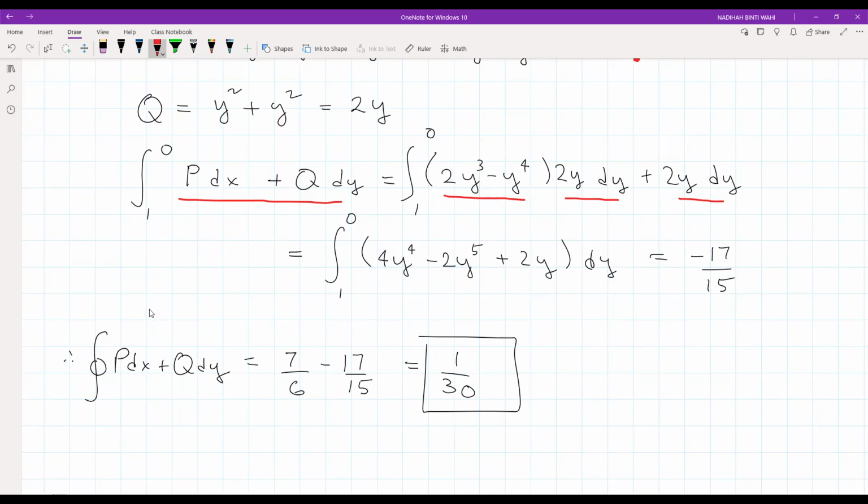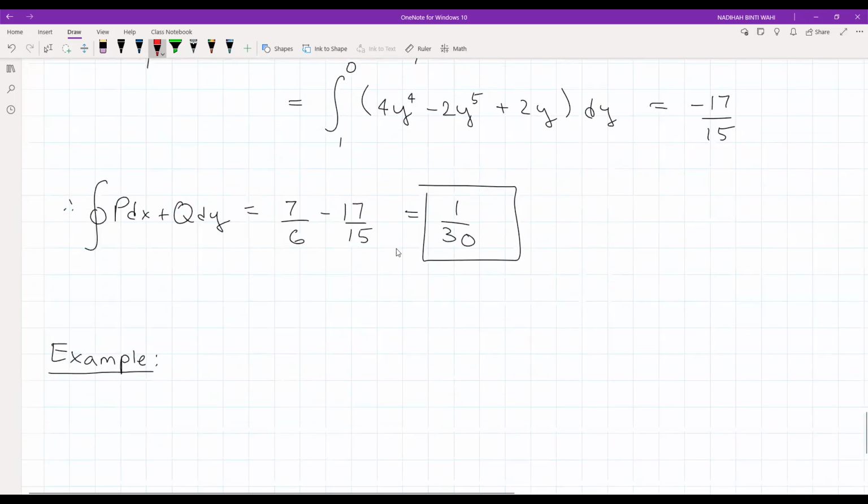And then because this is a closed curve, you need to add both. Yang tadi, this is from 0 to 1, you get 7/6. And then from 1 to 0, you get minus 17/15. So kena tambah kedua-duanya dan dapat 1/30. Okay. Let's do one more example and then we can continue to our next lesson.